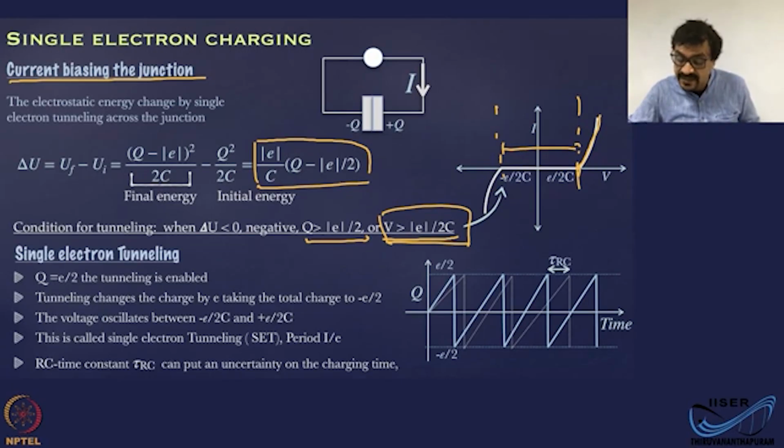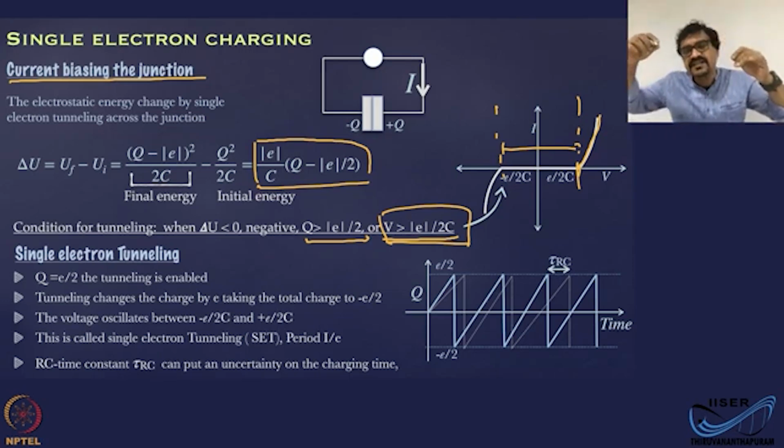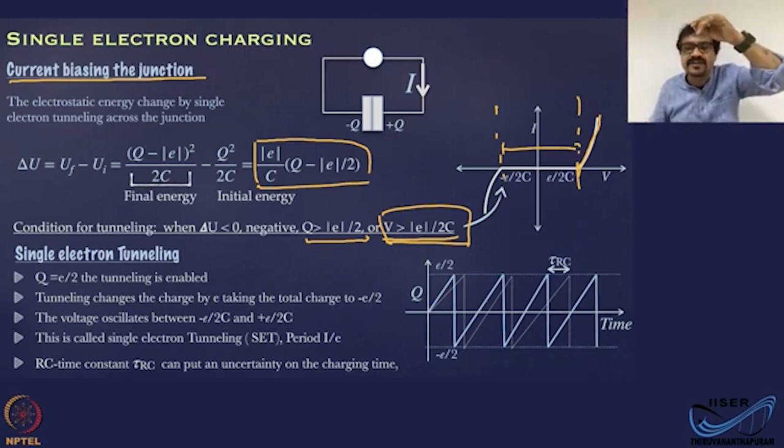And in this regime, immediately after the tunneling is enabled, the tunneling happens by electrons tunneling one by one. One electron tunnels, the charge flips from E by 2 to minus E by 2, then again charging, the next electron will tunnel, and again Q will flip to minus E by 2. This is going to go on. So the tunneling here happens one electron at a time, because the voltage that you have applied only satisfies that.